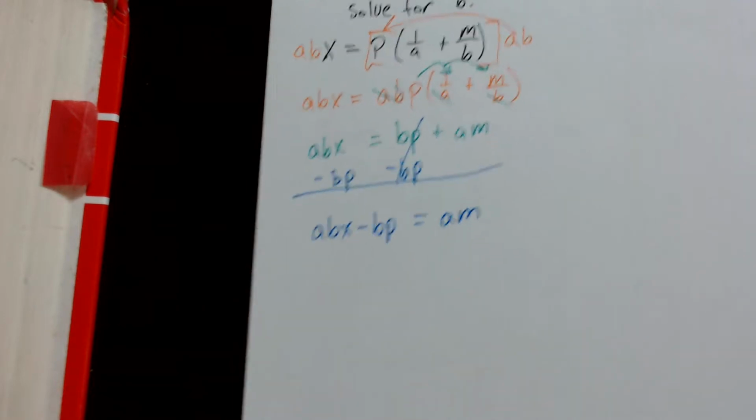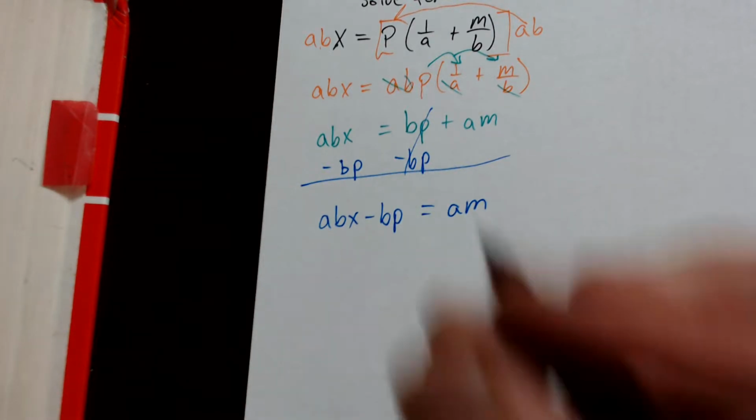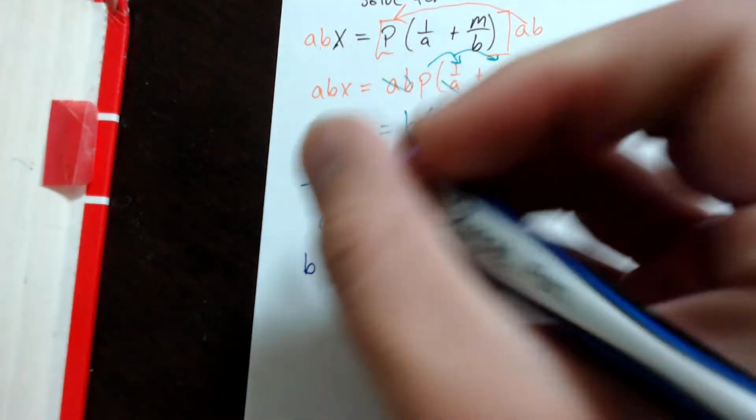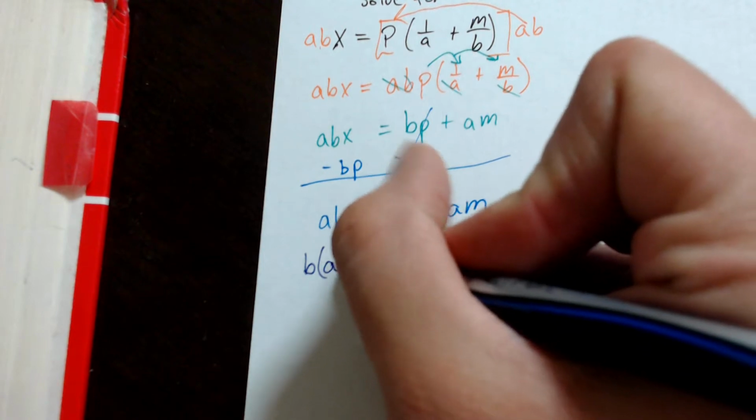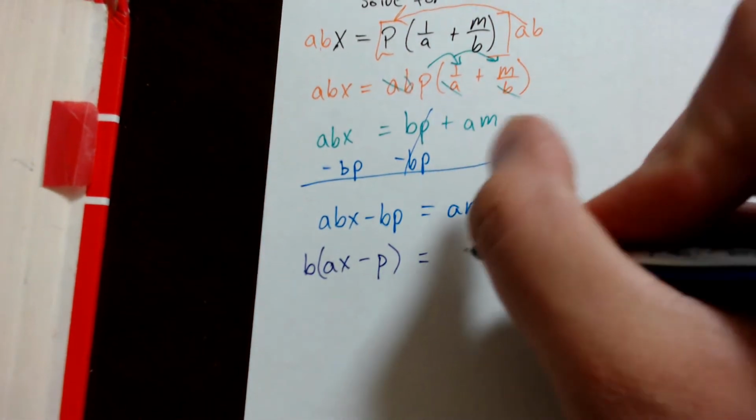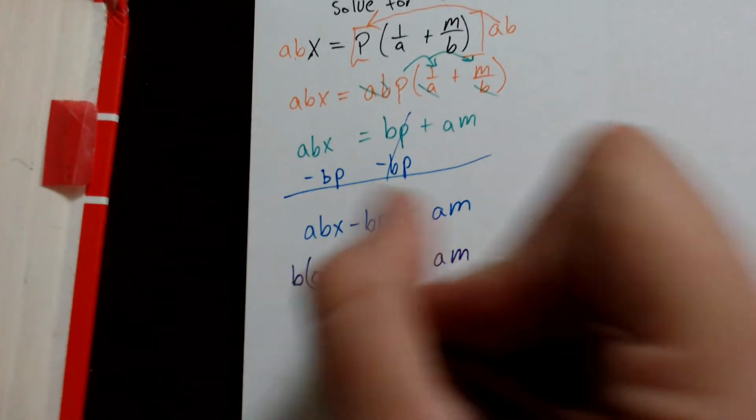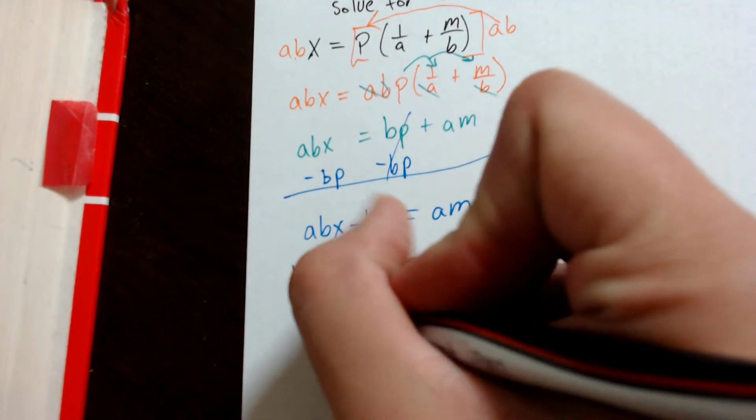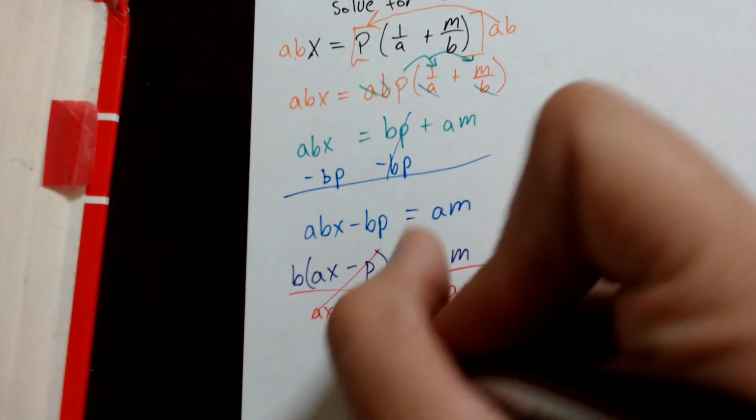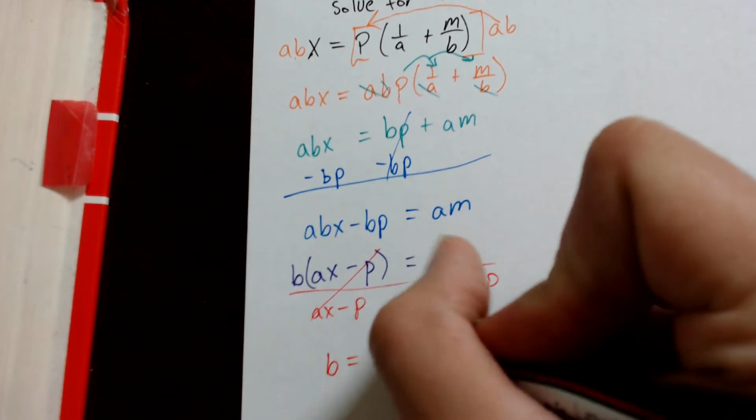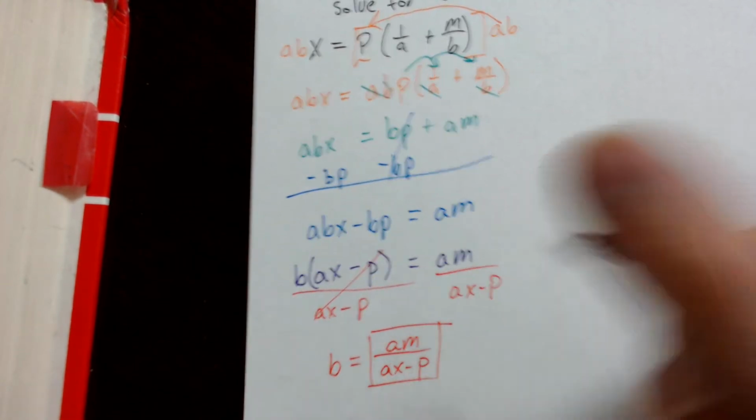Those of you that have gotten pretty good at these should see where the next step is. The next step is going to be to factor B as the greatest common factor. So I'll go ahead and pull B out of this, rewrite it as a parentheses, kind of like reverse distributive property. So this is going to become AX minus P. All of that is going to equal AM. And then the final step will be to divide by the coefficient that is not B. So I divide by AX minus P and divide by AX minus P. These cancel, and my final answer becomes B equals AM over AX minus P. And I've just solved for B.